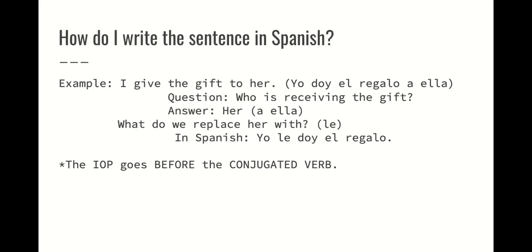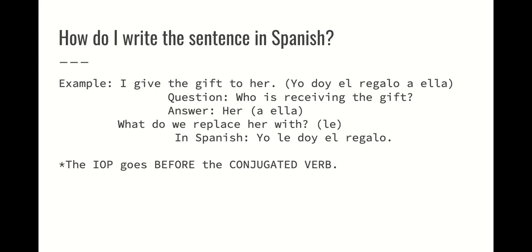So here's a little bit of a breakdown a little further. So how do I write the sentence in Spanish? An example: I give the gift to her, yo doy el regalo a ella. Our question that we're going to ask ourselves anytime we see a sentence is who is receiving the gift? Okay, the answer is her, a ella. What do we replace a ella with, or her with, is le. So in Spanish, yo le doy el regalo.